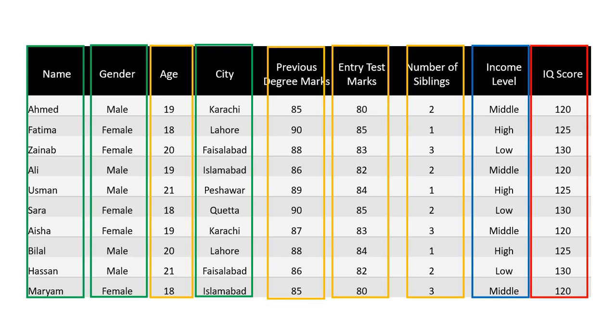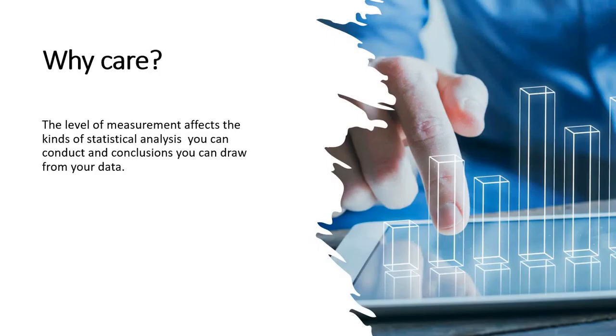The question, however, is why care? Why care what variable has been measured at what level? We need to care about this because the level of measurement is going to affect the kind of statistical analysis we can perform and the conclusions we can draw from our data. So this is going to be very crucial as we move to the actual analysis phase.